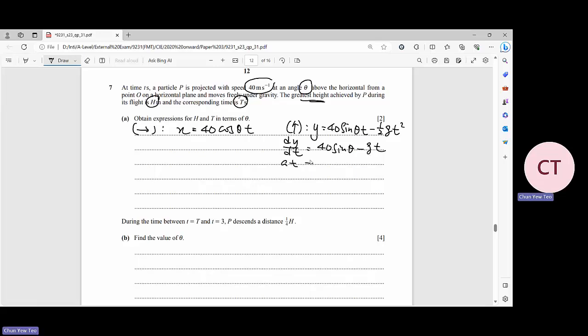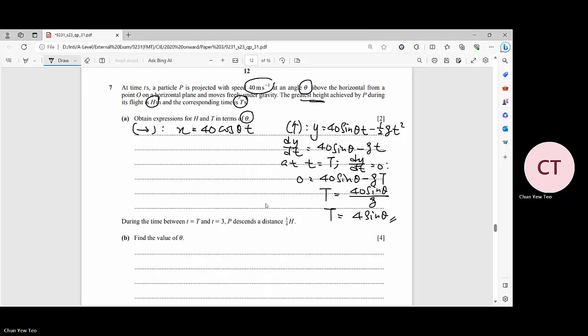Then at t equal to t, dy/dt is equal to 0. That means 0 is equal to 40 sin theta minus gt. Then the t is actually equal to 40 sin theta over g. Since the question mentioned only in terms of theta, I will make g become 10. Then I will get this as my t.